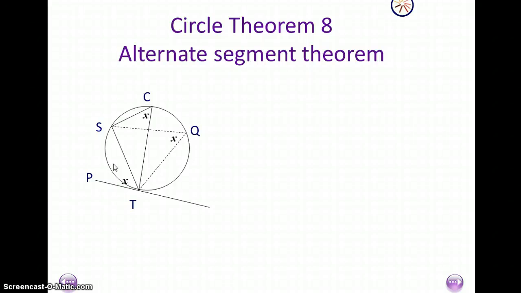What this theorem is saying is that the angle between the tangent, this one here, and the chord is exactly the same as this angle here, which has been constructed using a triangle from the same chord. And from circle theorem 3, we know that this angle is the same as this angle. This is the alternate segment theorem.